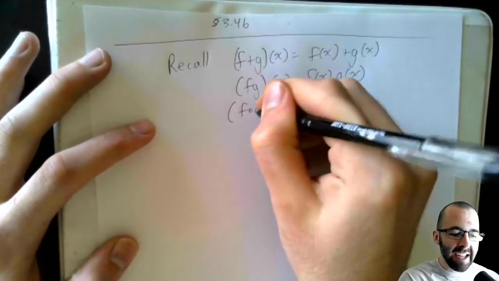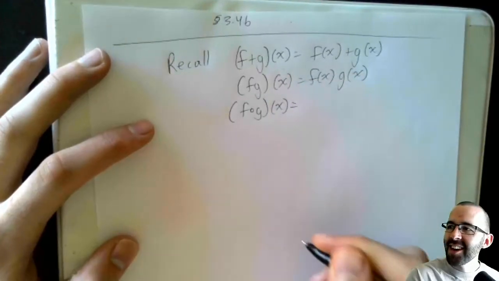And we talked about some other stuff. We also talked about the big ticket item was function composition.